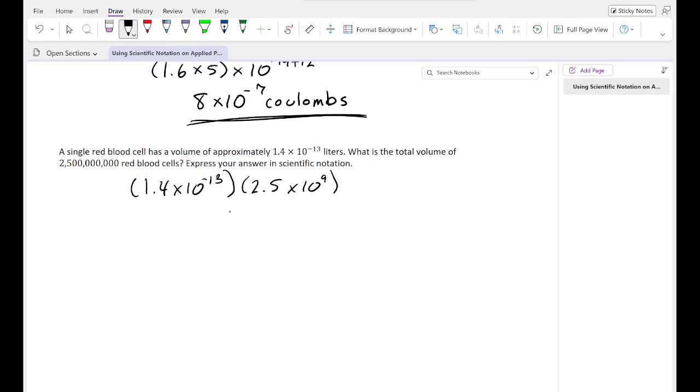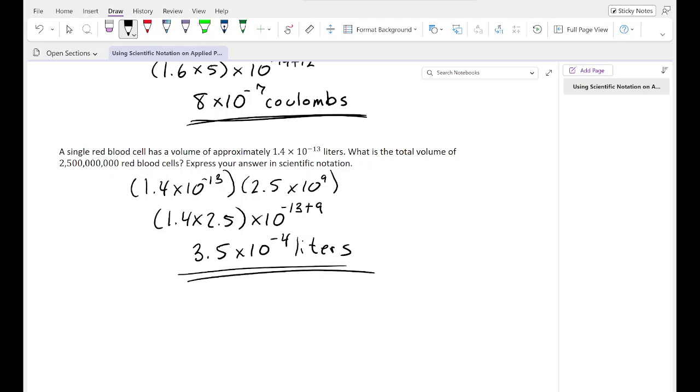And just like before, the 1.4 times the 2.5 go together, times 10, and then negative 13 and positive 9, like so. And then 1.4 times 2.5 is going to give me 3.5 times 10, and then negative 13 plus 9 is going to give me a negative 4. And this is again in the unit of measurement of liters. So what is the total volume of 2,500,000,000 red blood cells? 3.5 times 10 to the negative 4th liters.